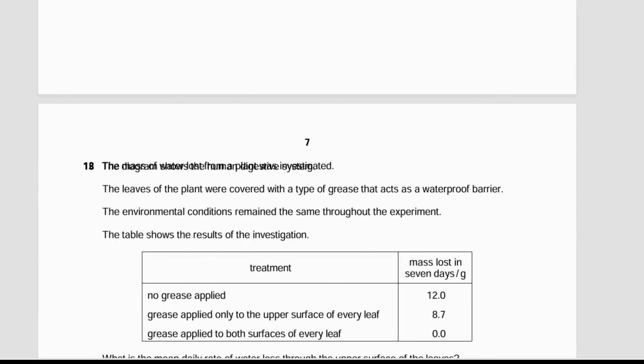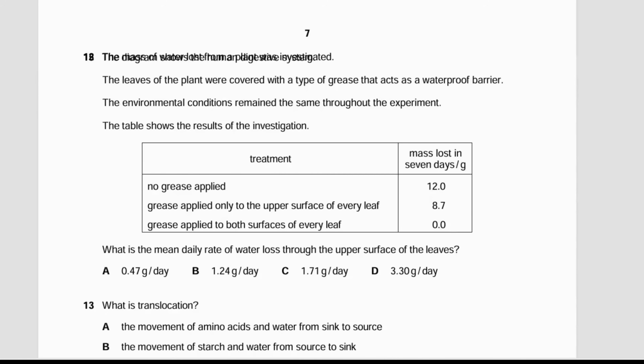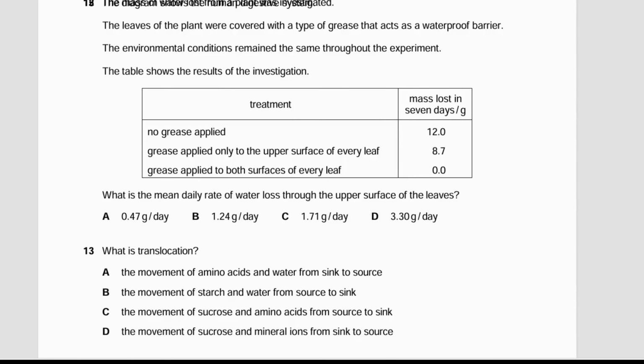Okay. Next one, is this the 12th statement? The 12th statement is: the mass of water lost from the plant was investigated. The leaves of the plant were covered with a type of grease that acts as a waterproof barrier. The environmental conditions remained the same throughout the experiment, and this is the result of the investigation. What is the mean daily rate of water loss through the upper surface of the leaf?